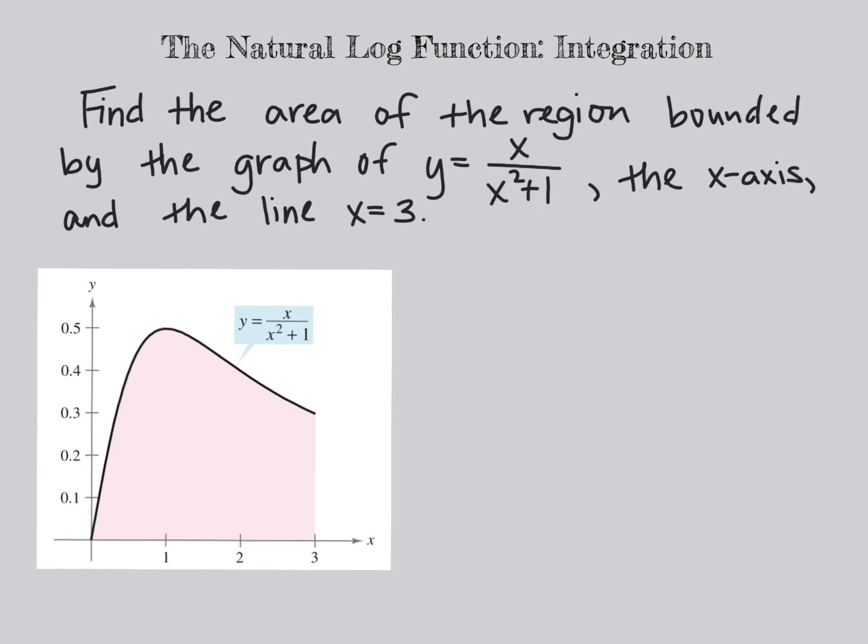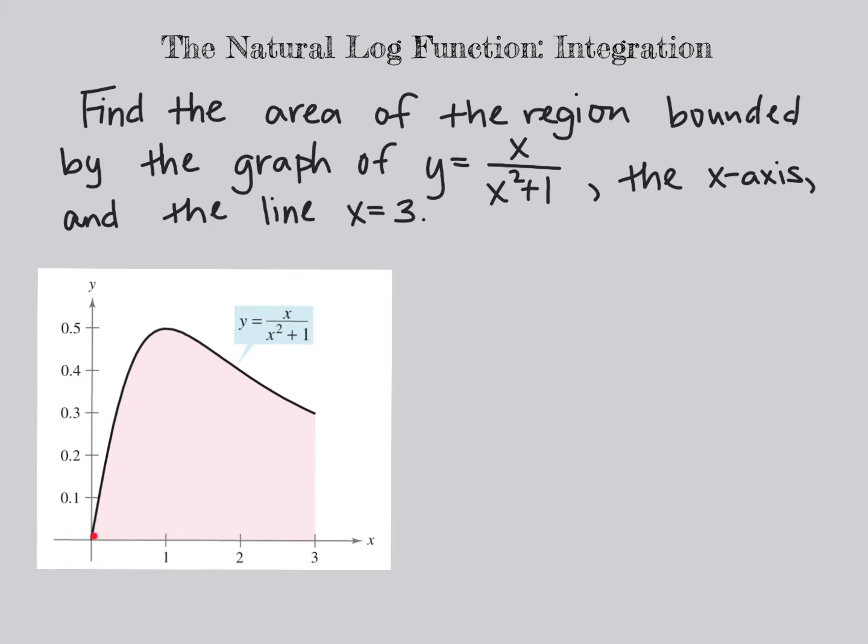This next example is showing, again, that finding the definite integral of a function is essentially finding the area of a region under that function down to the x-axis. So in this case, we want to find the area of the region bounded by the graph of y equals x over x squared plus 1, right here, the x-axis, and the line x equals 3.